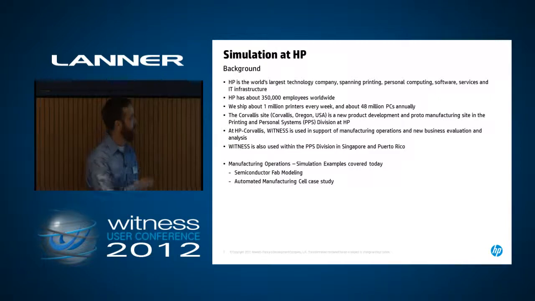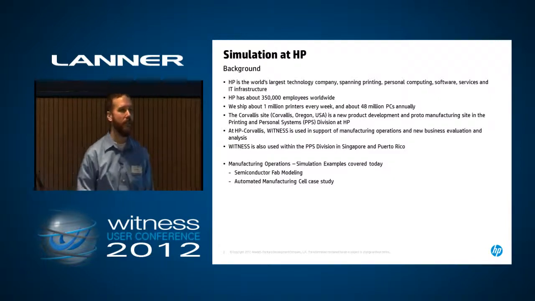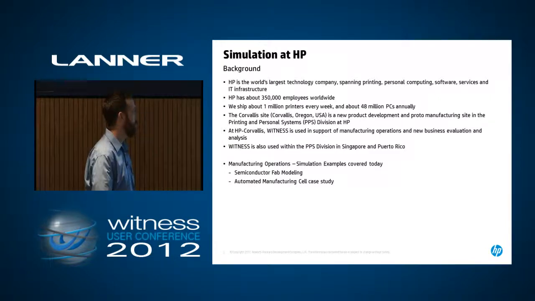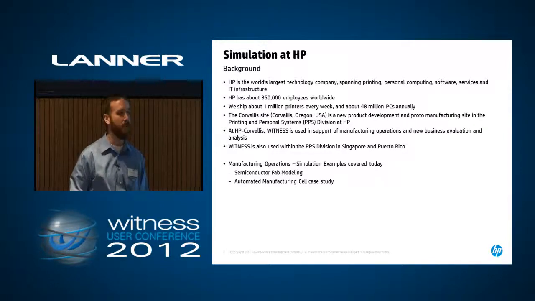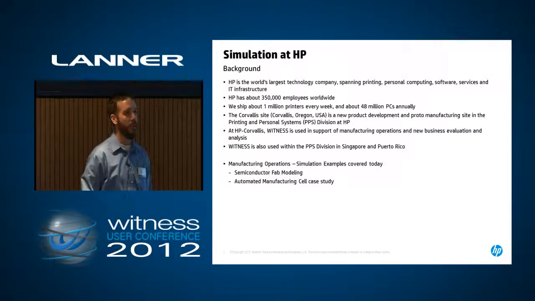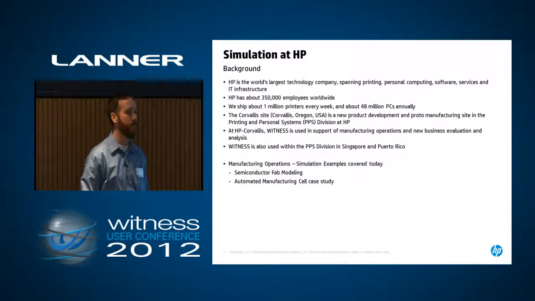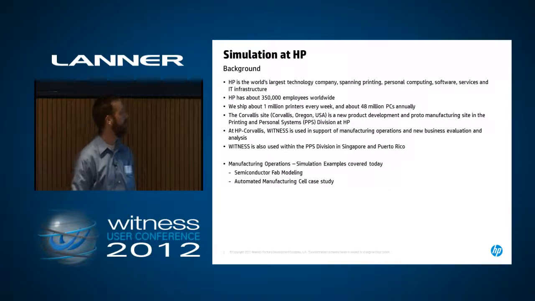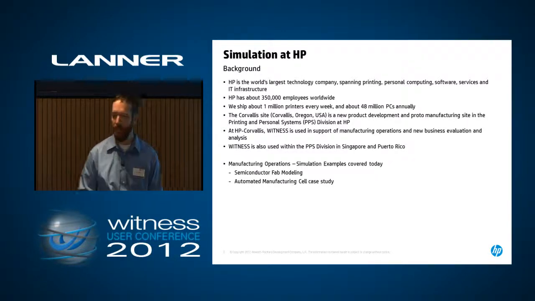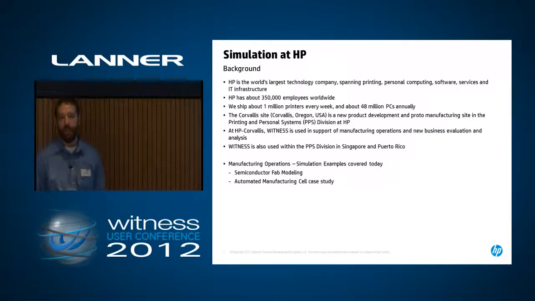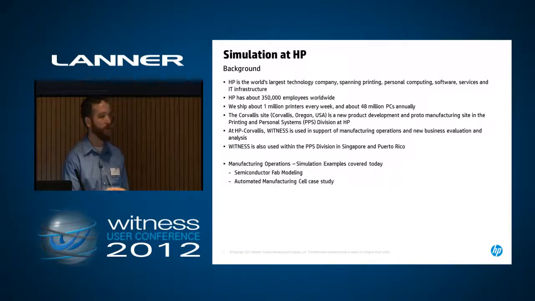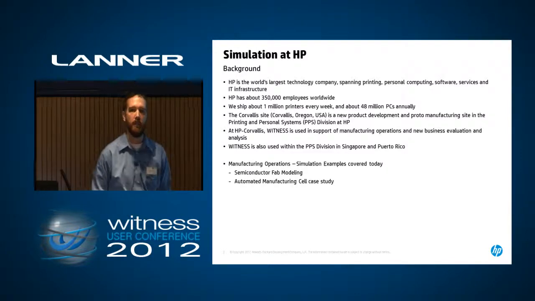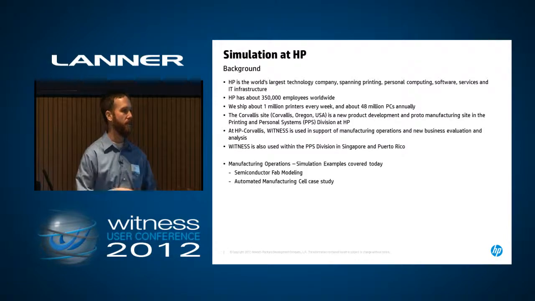Now getting down to the Corvallis site, in case you don't know where Oregon is, it's just south of Washington. Corvallis itself is about 200 miles, or I guess that's 320 kilometers, south of Seattle. Just kind of orient yourself way over on the west coast. The Corvallis site itself is a new product development and a proto manufacturing site, and we're situated within the printing and personal systems group. So mostly we focus on the printing industry.